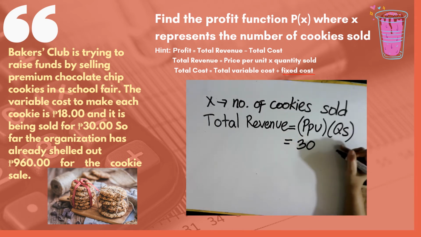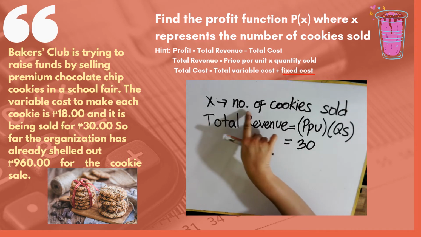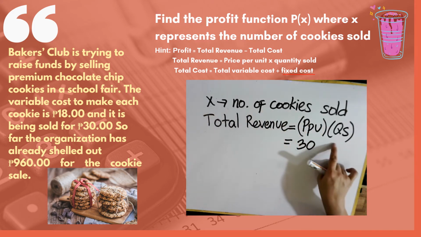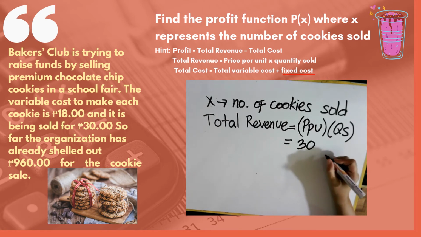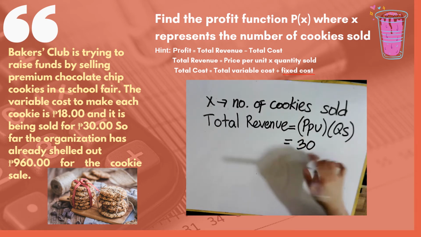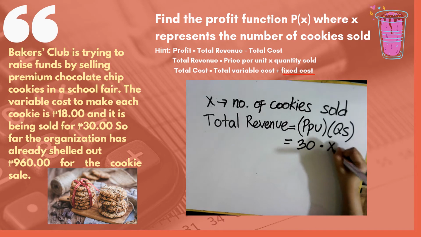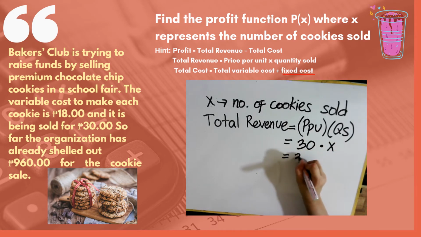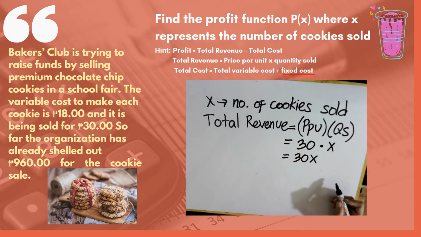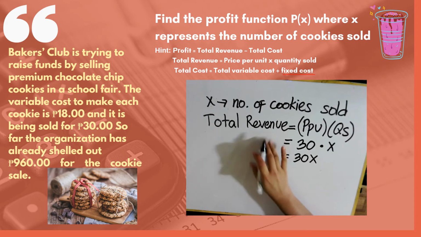Tapos, yung quantity sold ay kung ilan ang naibenta. At yung kung ilan man ang naibenta, yun yung number of cookies sold. Therefore, it is represented by X. So, ang quantity sold natin will be represented by X. So, 30 times X. 30 times X is equal to 30X. Yan ngayon ang ating total revenue.